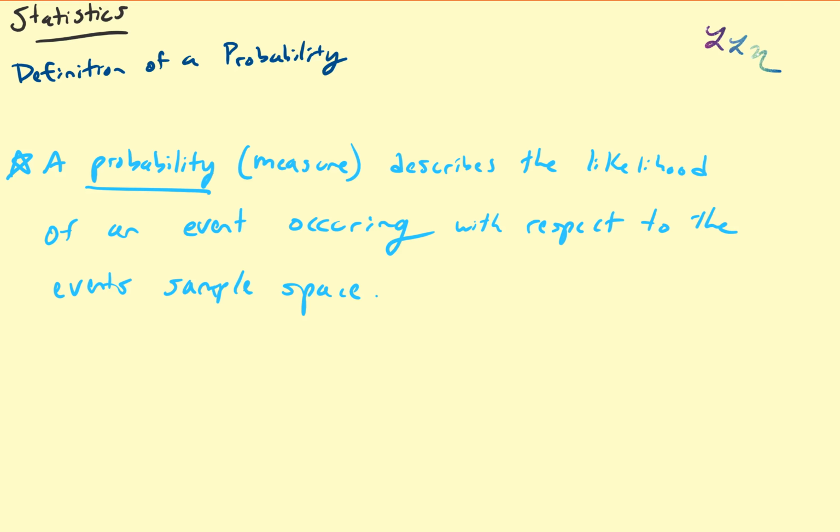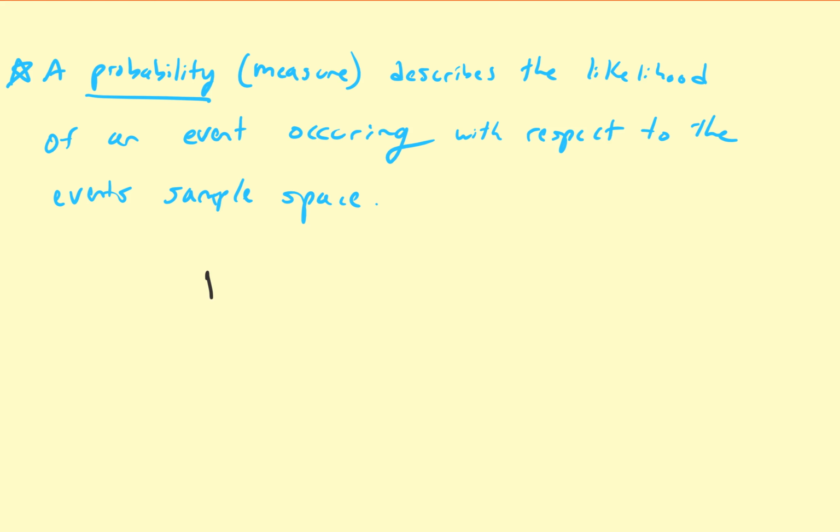Hello, and in this video we're going to talk about the definition of a probability and also give a couple properties that are associated with it. So we're going to take one of the basic definitions of what a probability measure is, and it's the description of the likelihood of an event occurring with respect to its sample space. And usually people will calculate the probability in the traditional sense, namely the probability P of an event E is equal to the size of its event space divided by the size of its sample space.